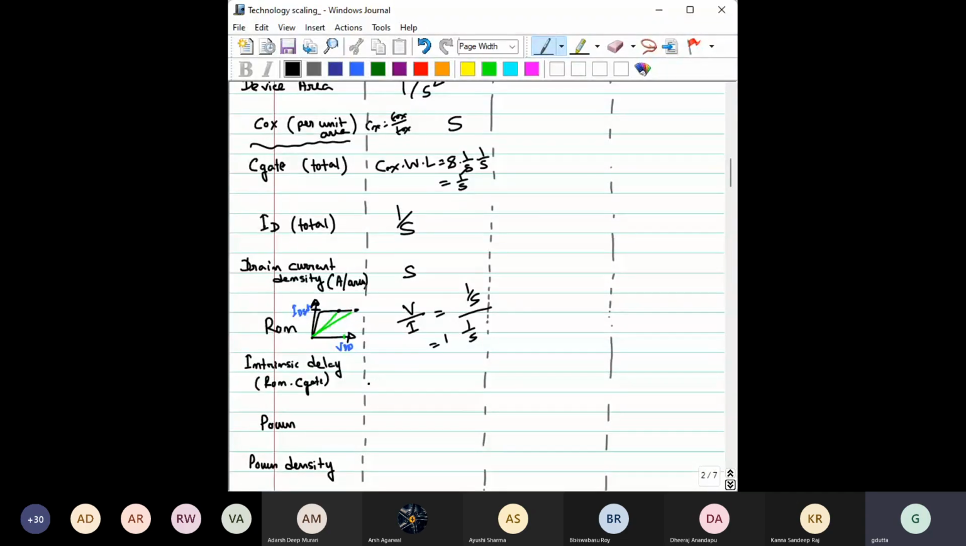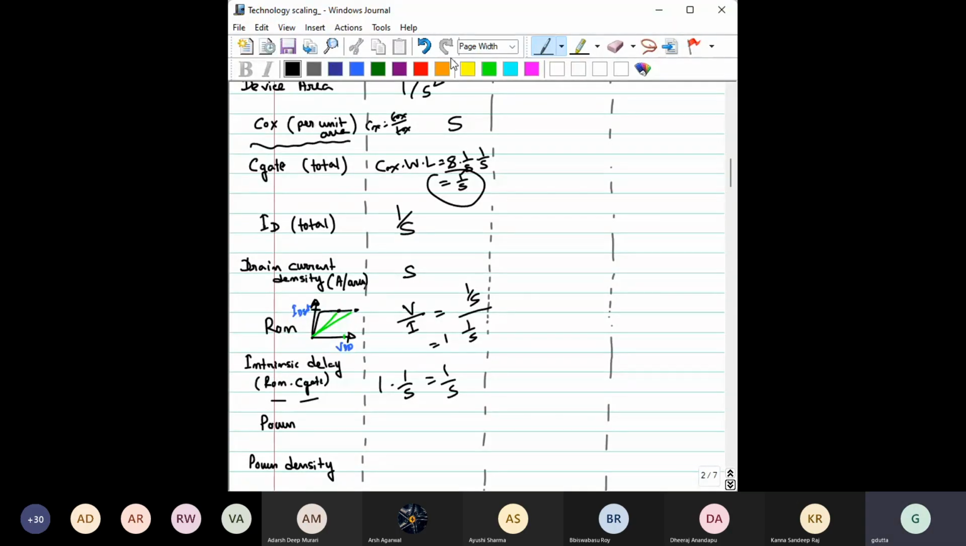What will happen to the intrinsic delay? Let us say that intrinsic delay we are defining by R1 into C gate, the on resistance and the gate capacitance. We are not considering the parasitic capacitances. Okay. So C gate is the total gate capacitance. R on remains the same, and C gate has become 1 by S. So this has become 1 by S.